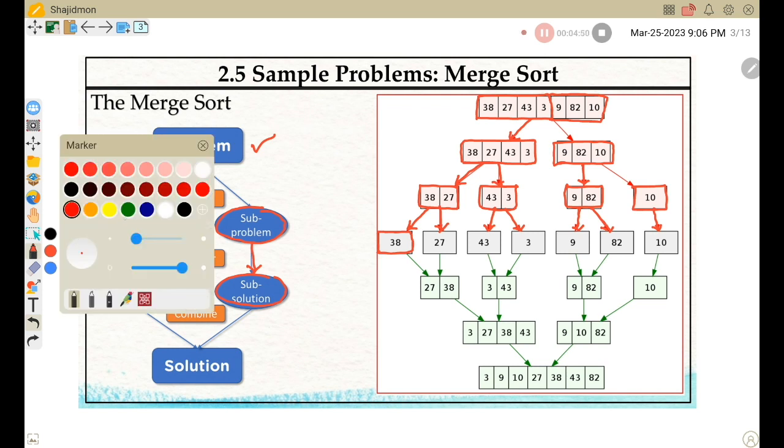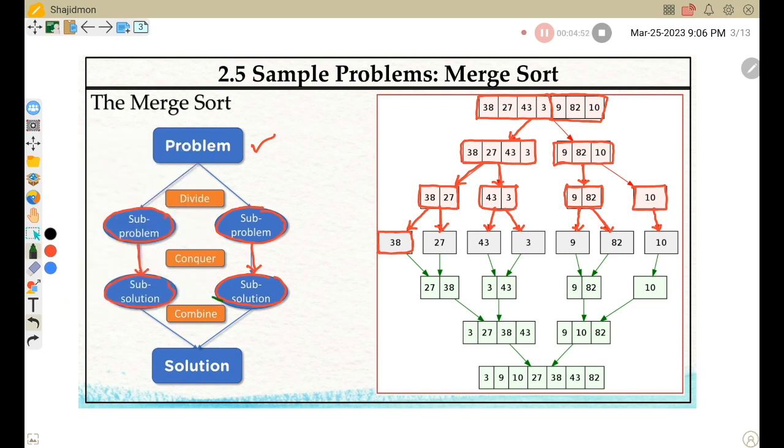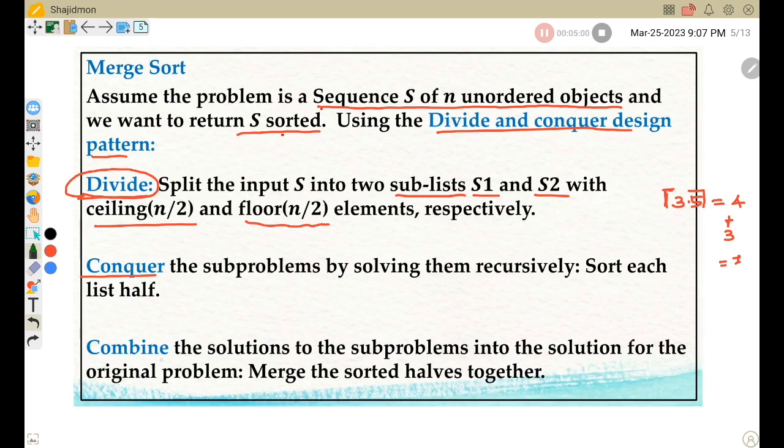The next process is that we need to combine, and after that we reach the solution, that means the sorted list. Now you can see combine. Combine means turning the solutions of the subproblems into the solution of the original problem. Merge the sorted halves together. That is the combine step.